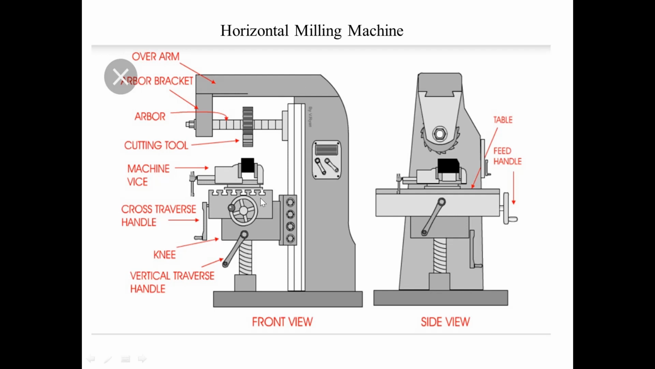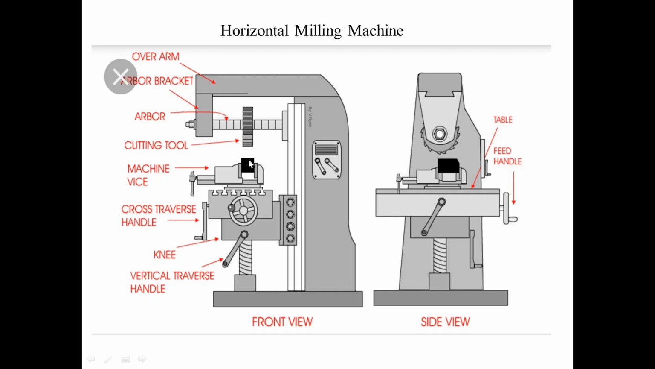And next one is the machine vise, and this complete element we call the work table. In the work table we have one element called the machine vise. This machine vise holds the workpiece firmly within the jaws. These are the two jaws. This is the fixed jaw, this is the movable jaw. This movable jaw can be operated by this knee, right?